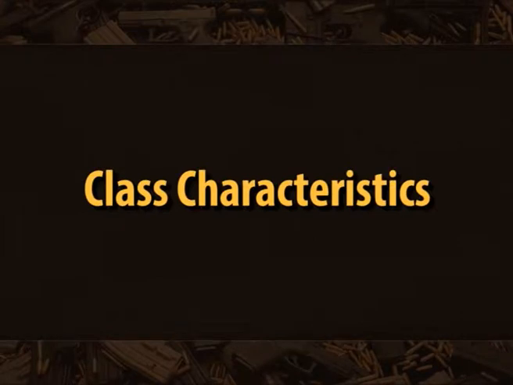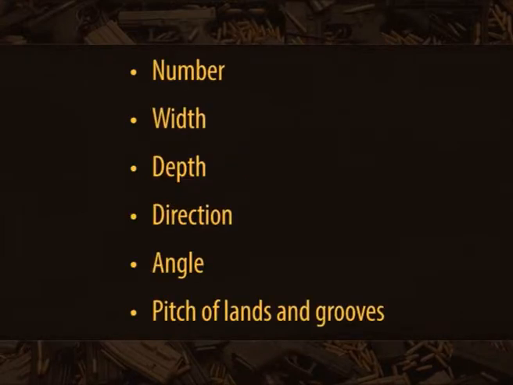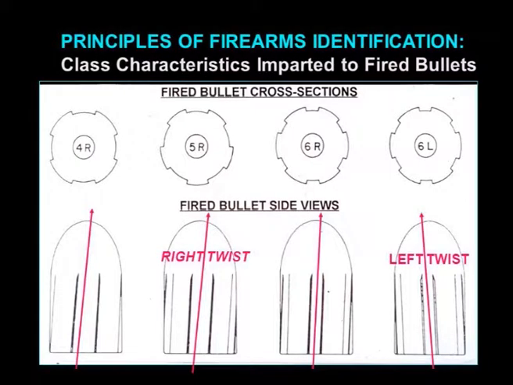Now, let us come to the class characteristics. The number, the width, the depth, the direction, angle and pitch of lands and grooves on a fired bullet indicate the class characteristics of a firearm and would be common on bullets fired from firearms of the same make and model, but would be different in respect of different makes and models. Class characteristics are useful to the extent of quick eliminations only.